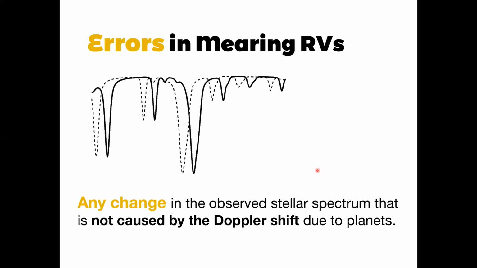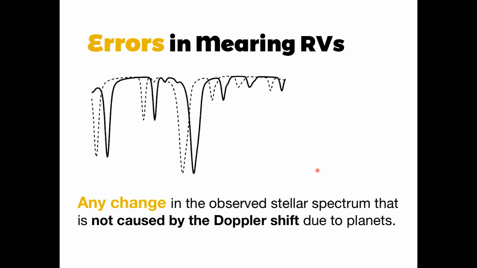All right, first let's step back and think about where errors could arise fundamentally. Imagine if you have perfectly measured spectra with infinite signal-to-noise ratio, infinite resolution, and your stellar spectrum is identical every time you measure it, except for a Doppler shift. Right? Then, in principle, you can measure the radial velocities perfectly, right? There will be no errors in principle.